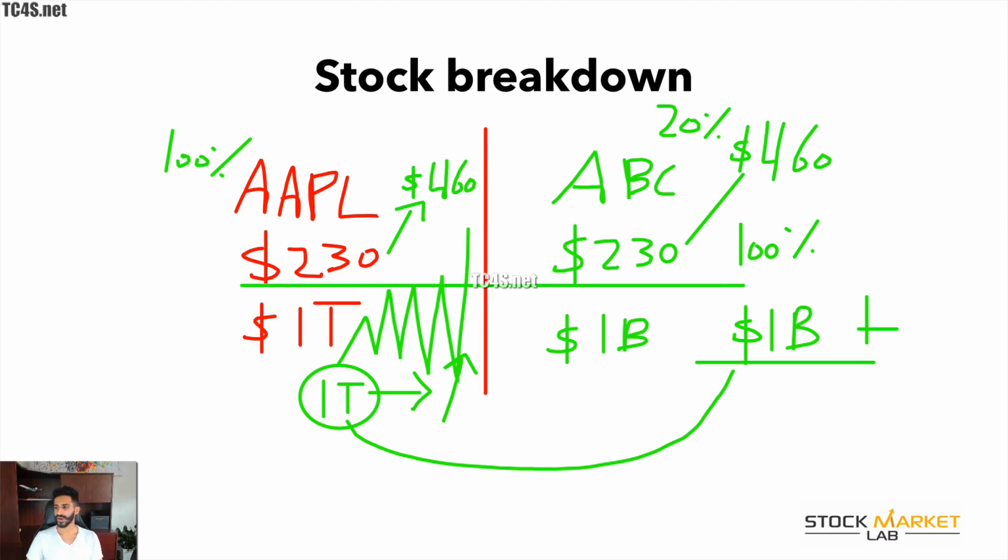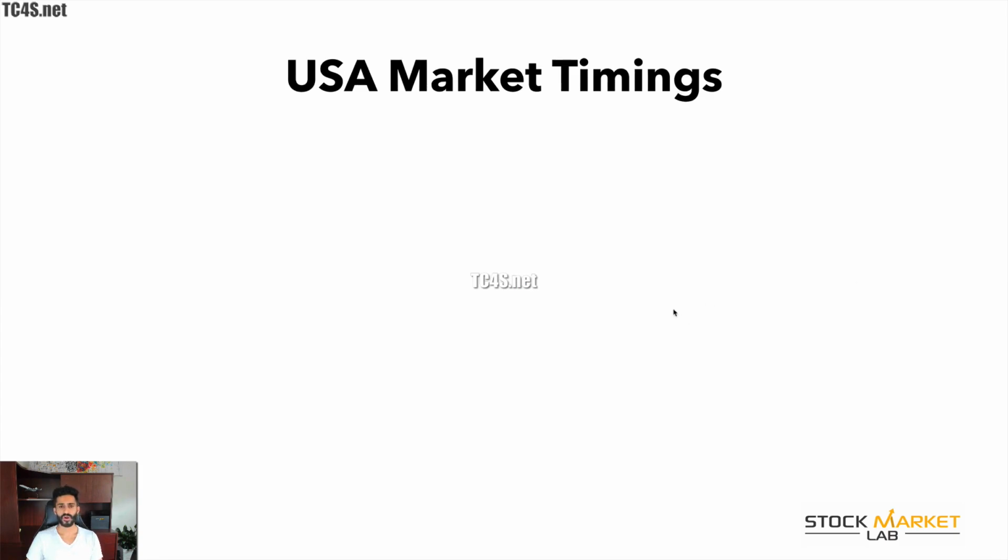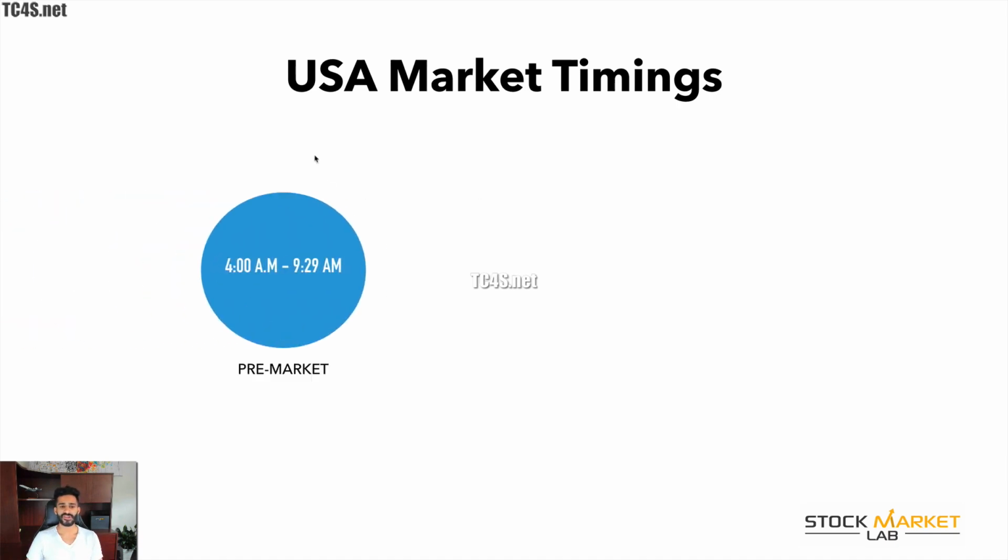Now let's go over the market timing. What are the market timings? Now this is based on US market timings. These are the US markets. If you're trading another market, you're obviously going to have different market timings, but this is all US market timing. Now this is all Eastern Standard Time, because I know there's people from different parts of the world. So if you're watching this, this is all Eastern Standard Time, right?